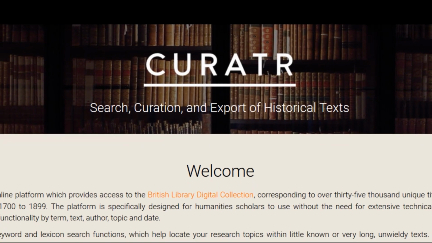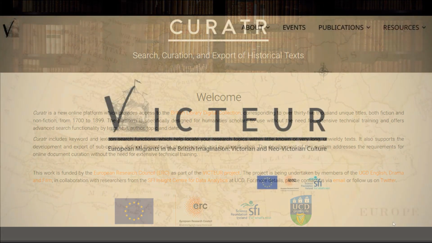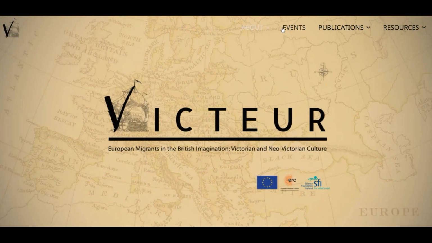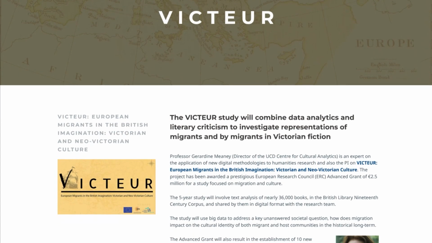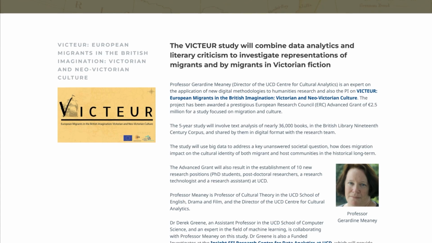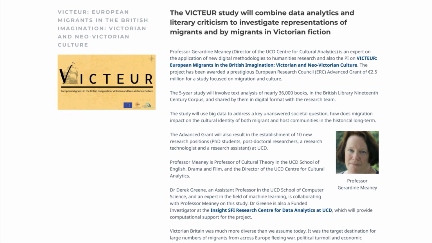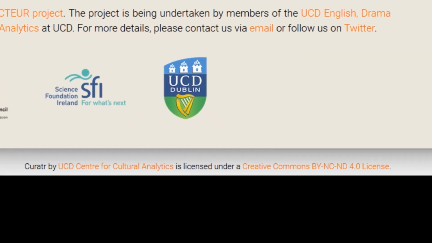Curator is a dynamic interface to the British Library 19th Century Corpus. Curator was created for a specific project, the ERC Victeur Project, which analyses Victorian and neo-Victorian attitudes to European migrants. It is also a resource to be shared with other researchers, teachers, and students.